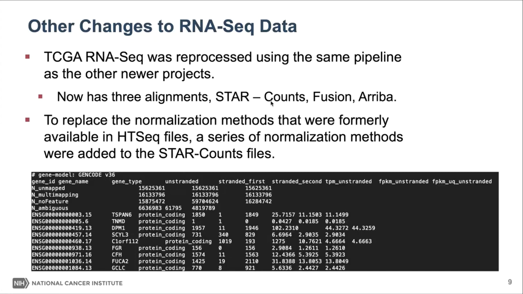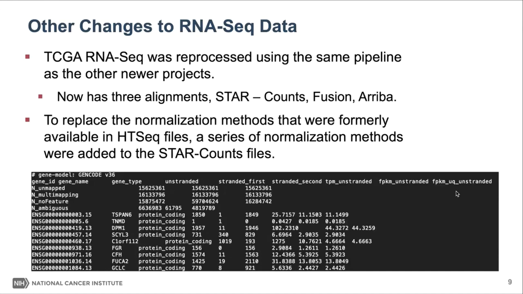So I have kind of a snippet from an open access file that is available in the portal right now. And you'll see that at the very end here, we have the TPM unstranded, the FPKM unstranded, and the FPKM UQ unstranded. The reason they're unstranded is because not all samples in the GDC were either stranded or unstranded, so everything is processed unstranded.